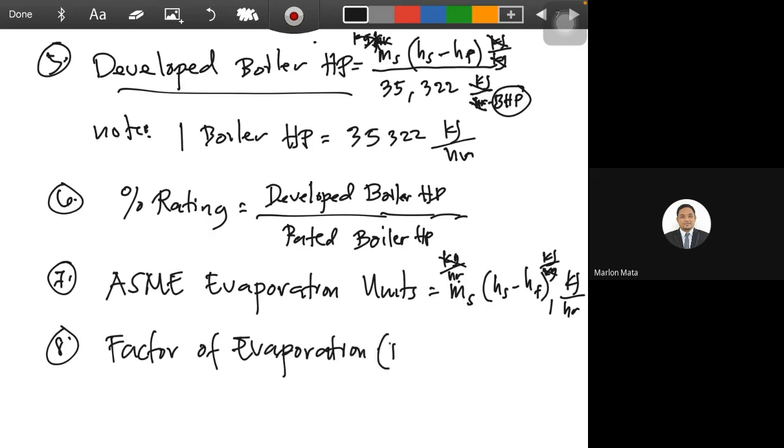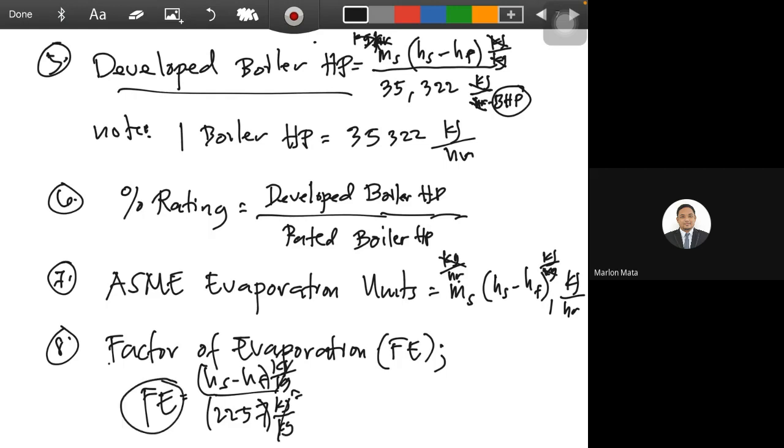So the factor of evaporation, which has a symbol of Fe, is simply equal to HS minus HF over 2257. If this looks familiar, it's because 2257 is the latent heat of vaporization. It is the amount of enthalpy, that is energy, required for liquid to be transformed into vapor, no? If you use unit analysis, the unit of this is kilojoules per kilogram, and of course the unit of this, because this is a latent heat, is kilojoules per kilogram. So technically a factor of evaporation is simply a constant, unitless, because again that is simply a factor, no?